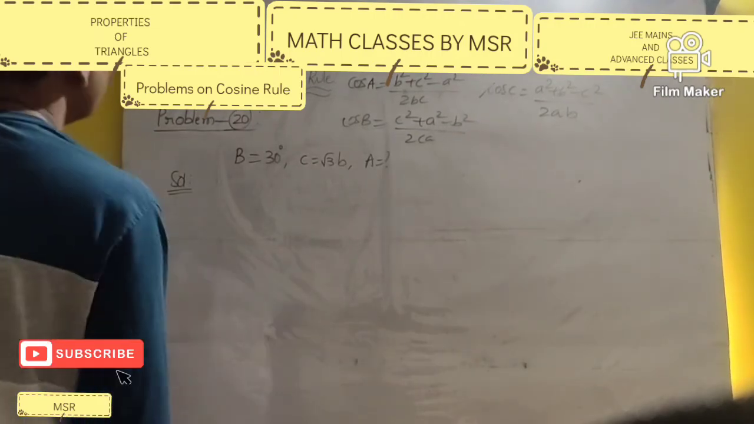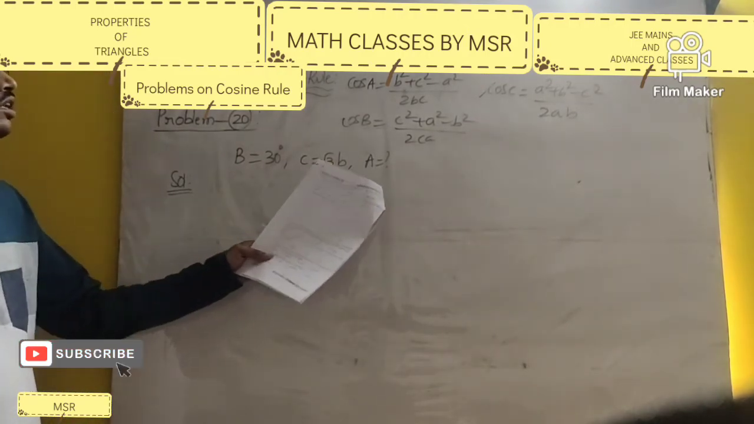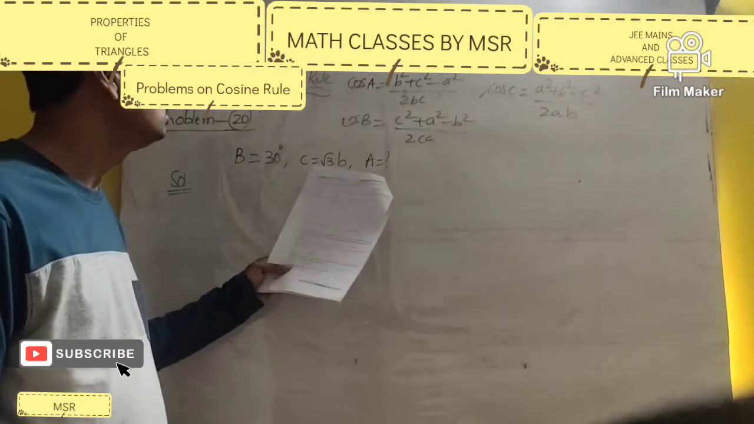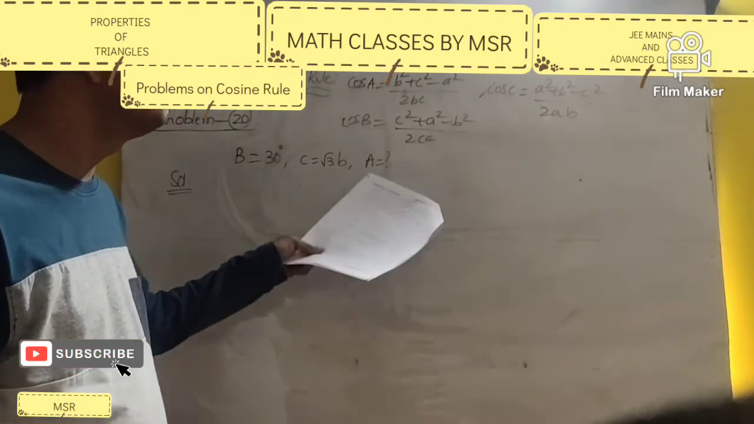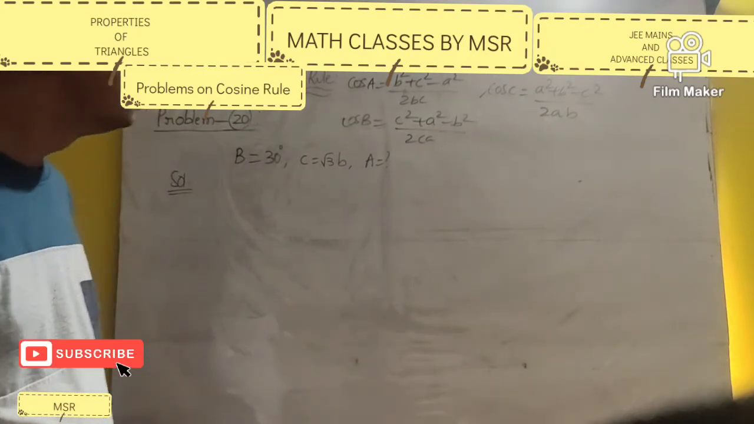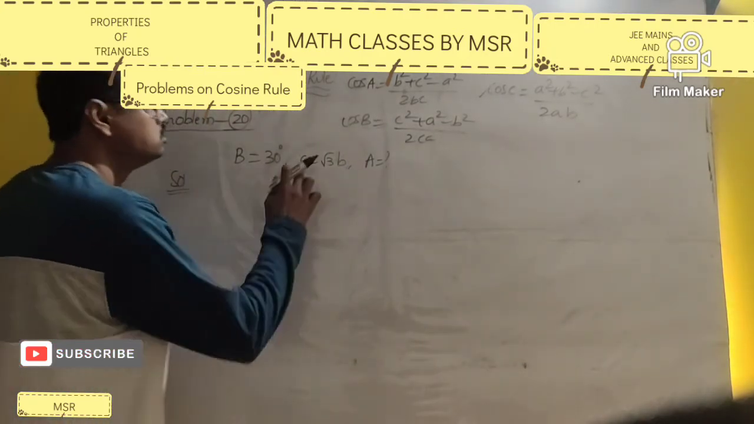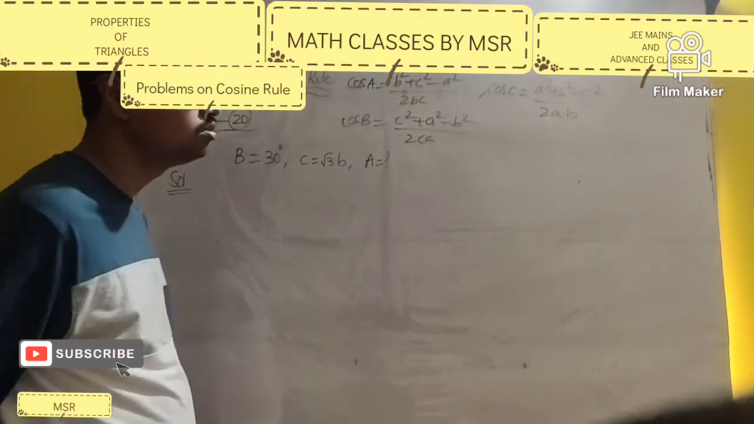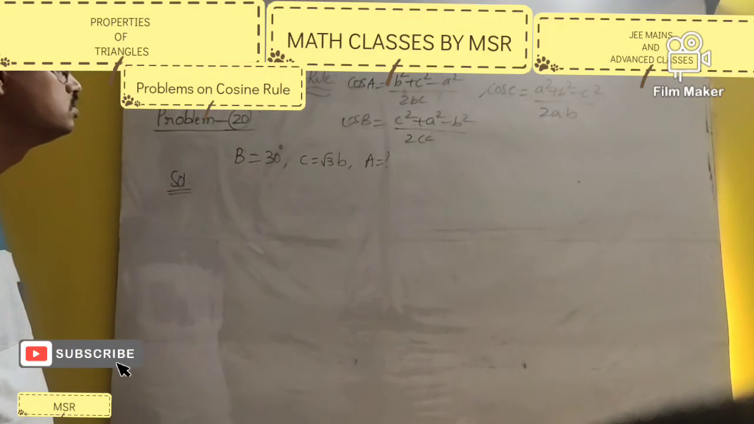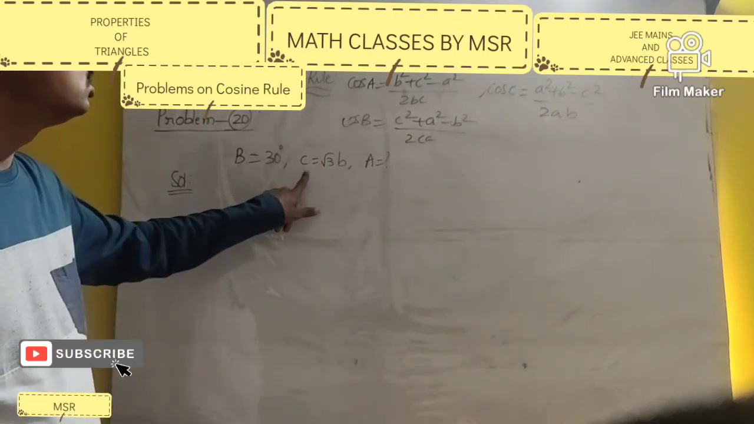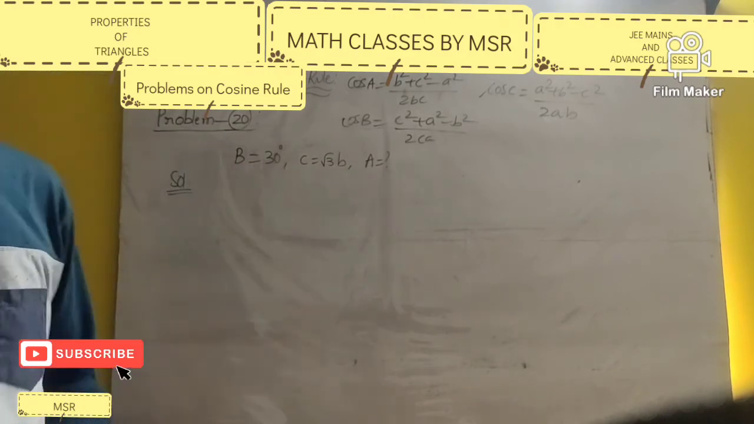Now next problem. Angle B is given as 30 degrees, and side C is given as root 3 times B. Then we have to calculate the value of angle A. Okay, so how to calculate? Angle B is 30 degrees, C is equal to root 3B, and angle A we have to calculate.